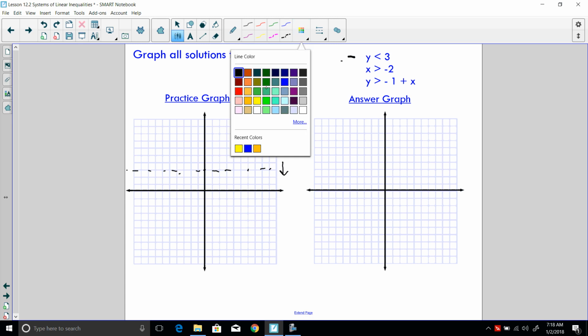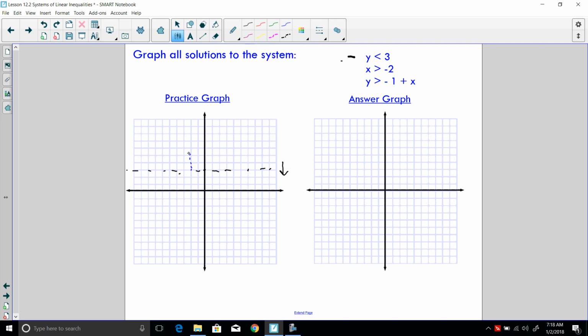So then I'll select a different color and say, all right, I get x is greater than -2. So -2 is right here. That is a vertical line through -2, so I'll dash that line up and down. And greater than is going to be to the right. So now up here, I'm going to make a little note to myself. I'm going to shade to the right. So right now, I'm restricted to this little box here.